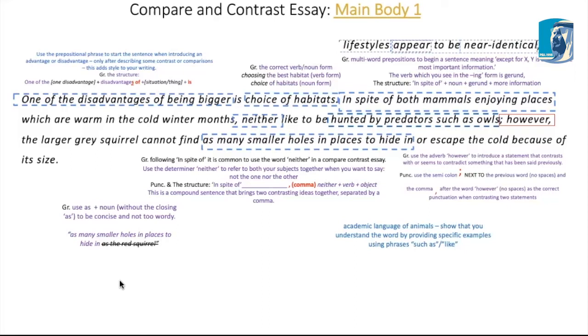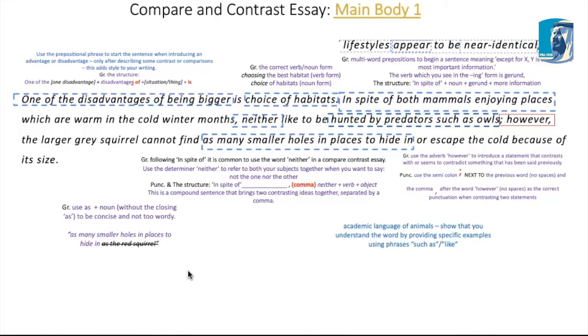So as and as makes something feel like they're similar. So when we use as here and cut off the end of it, so we cut off the end as. So here we have as many smaller holes in places to hide in. When we cut off the last as, we make our reader imply or try to imagine what the end result is. And that's a nice style to use. Stops you from being too wordy, makes you concise.